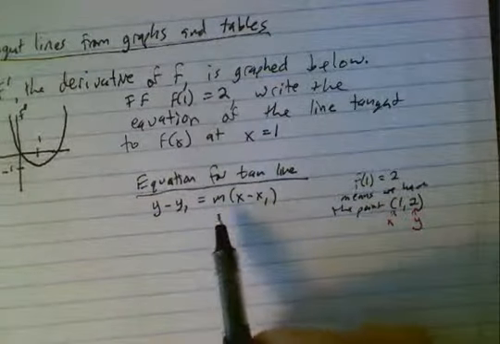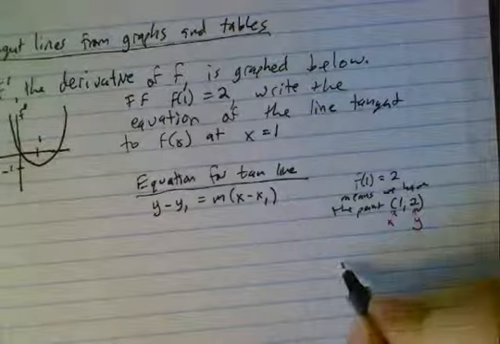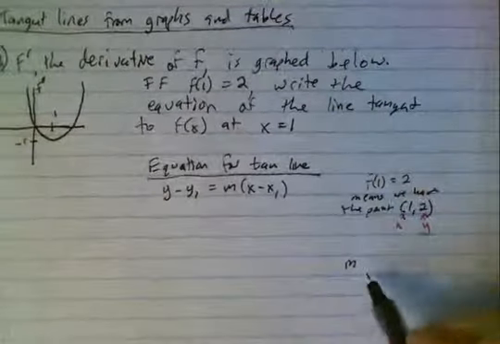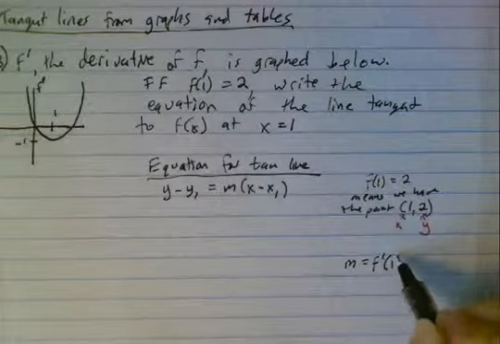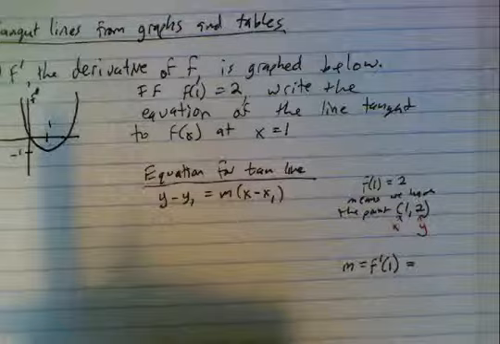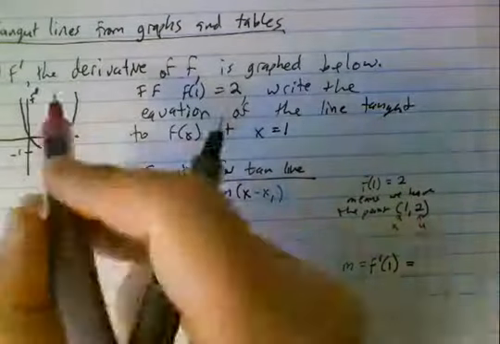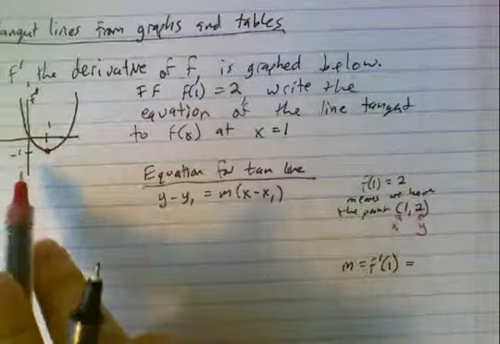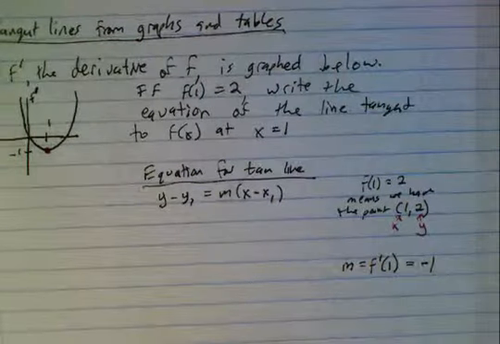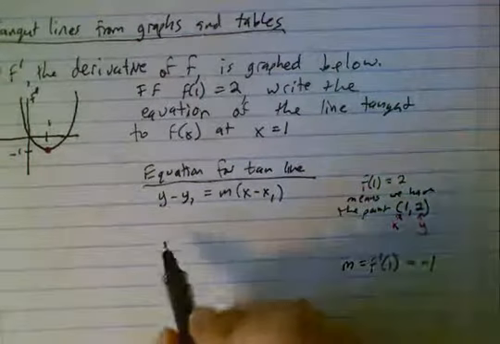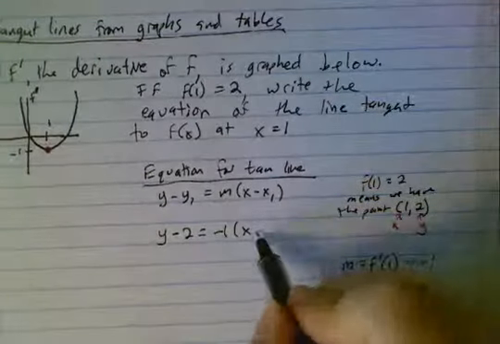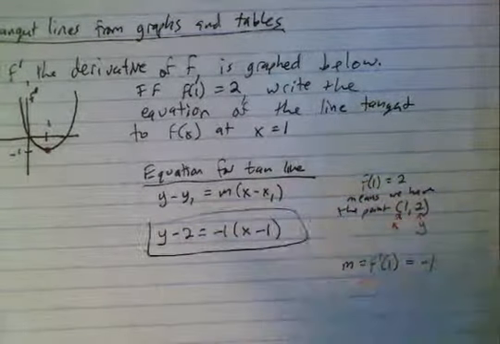Now we just need to find our slope. We're going to be at x equals 1, so that's f prime of 1. This is where the graph comes in handy. We just have to know what we're looking at. F prime of 1 is this point right here that I labeled, because that's the only important one. It equals -1. So all of this just goes right in here: y minus 2 equals -1, x minus 1. There we go.